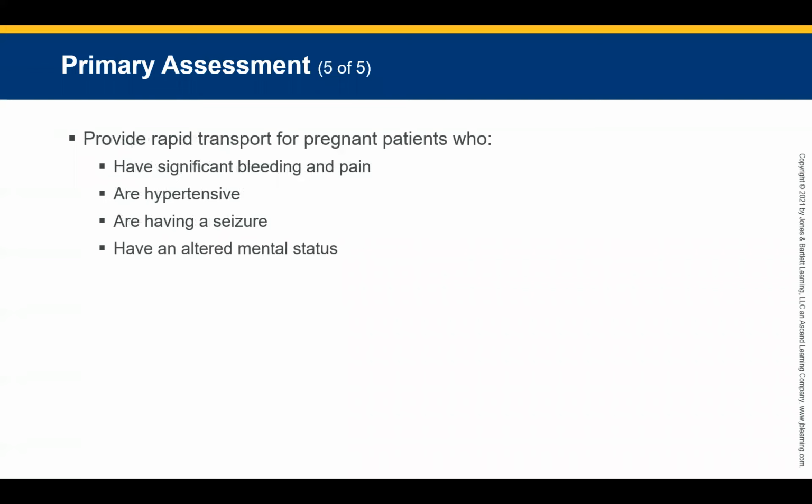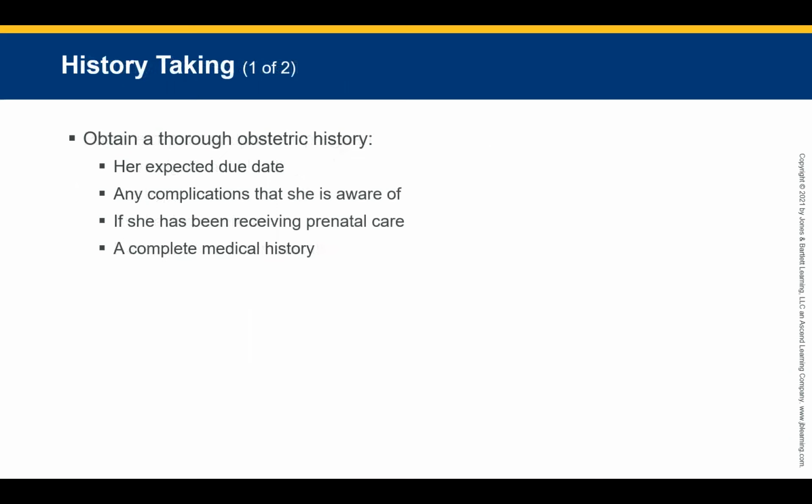Provide rapid transport for pregnant patients who have signs of significant bleeding and pain. Obviously, there's going to be a lot of pain. If they are hypertensive, having an active seizure, or have altered mental status, these are rapid transports for pregnant patients. When we start talking about their history, you need to be very thorough. Include her expected due date. Have there been any complications that she's aware of? Has she been receiving prenatal care? And get a complete medical history.